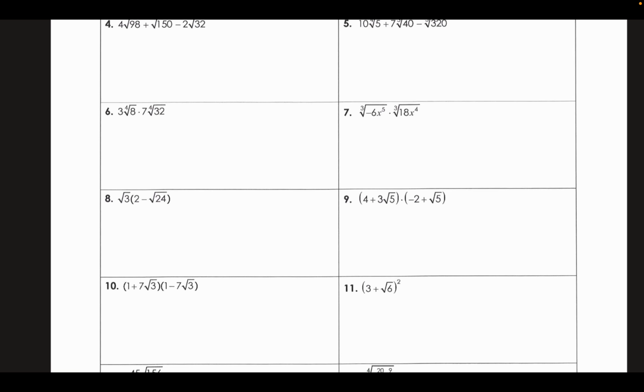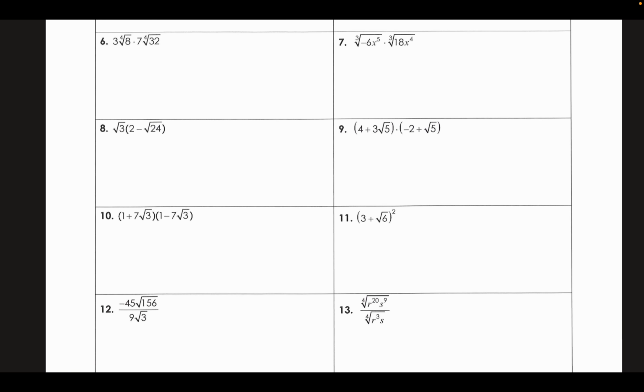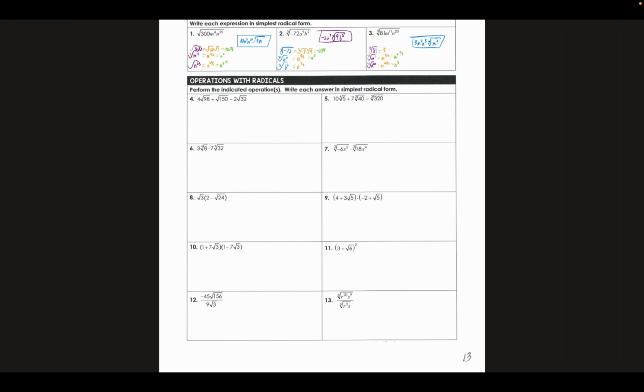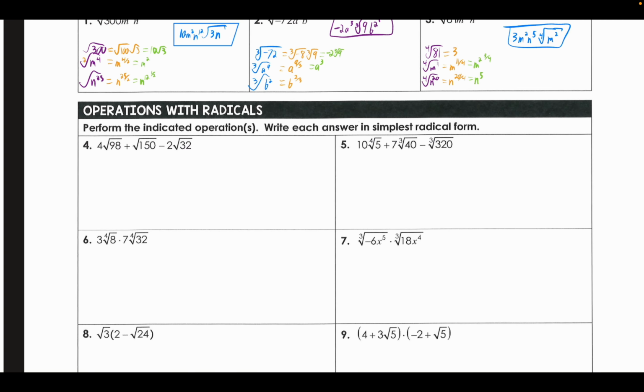And on 8, 9, 10, 11, you're having to distribute, which is more multiplying. And then we'll be having to add and combine common radicals. And then 12 and 13 will be dividing. And then we'll progress to more problems on the next page.